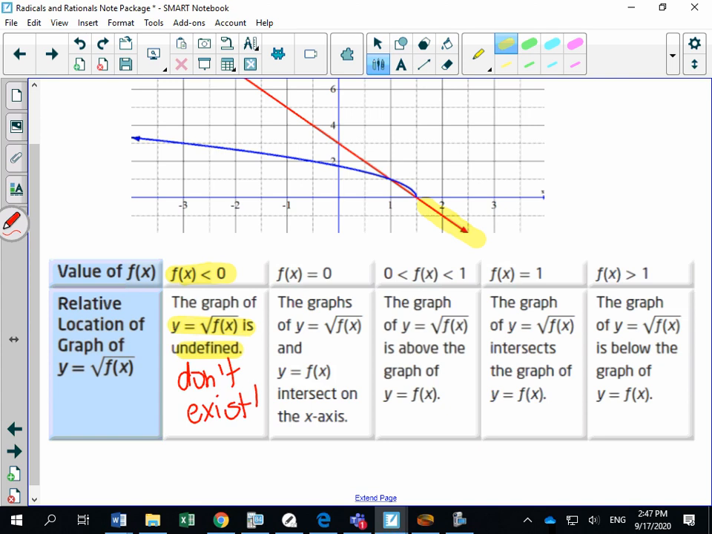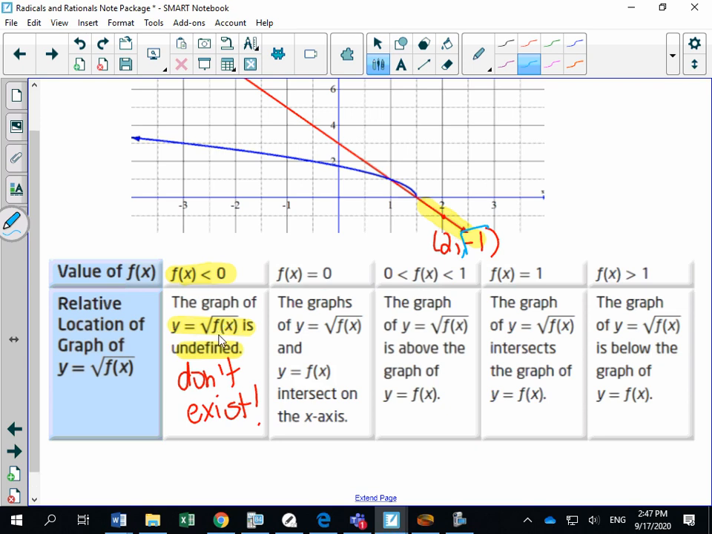Why do those points not exist? Remember that this point here, for example, would be 2, -1. And if I said, well, where's that on the radical graph? You'd say, well, that doesn't exist, right? How could that point exist? Because we know that on the radical graph, we have to take the square root of -1, and that's impossible. So these points here on my original graph, they do not exist on the radical graph.